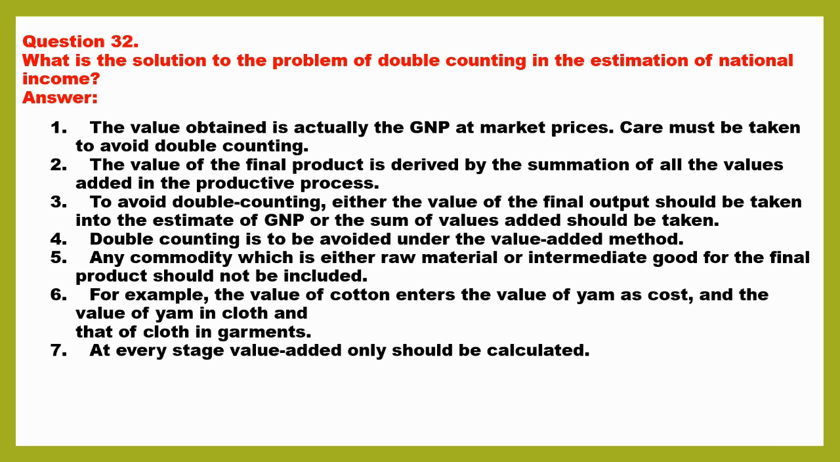Any commodity which is either raw material or intermediate good for the final product should be excluded. So raw material or intermediate goods also should not be included. For example, the cotton enters the yarn as cost, and the value of yarn in cloth, and the cloth in garment. So at every stage value added should be calculated. Only when it becomes final goods does it have to be calculated under national income. When it is calculated at every stage, there exists a problem of double counting.